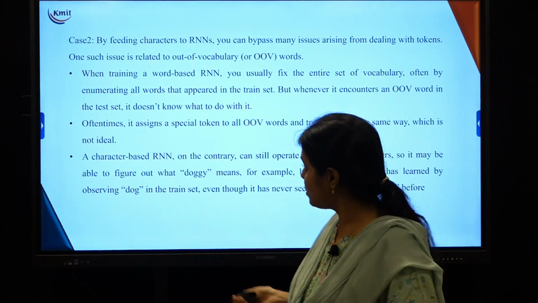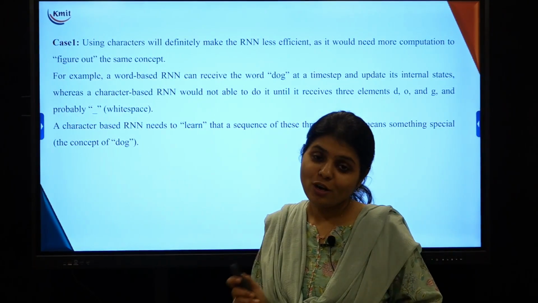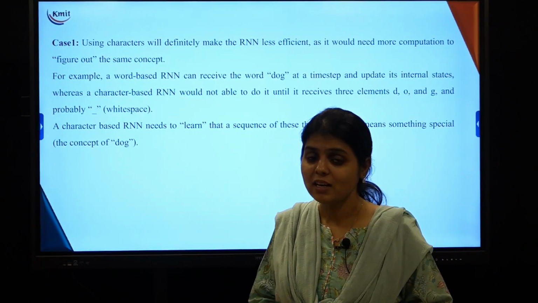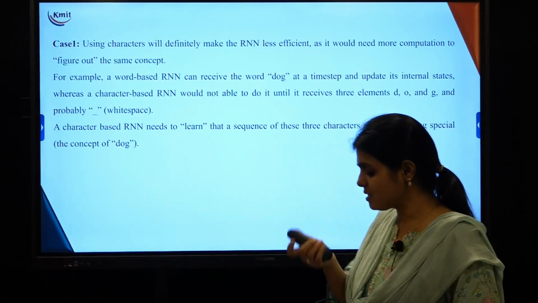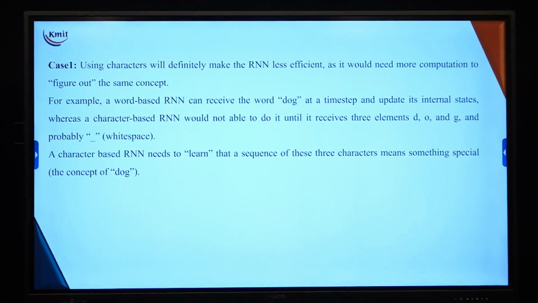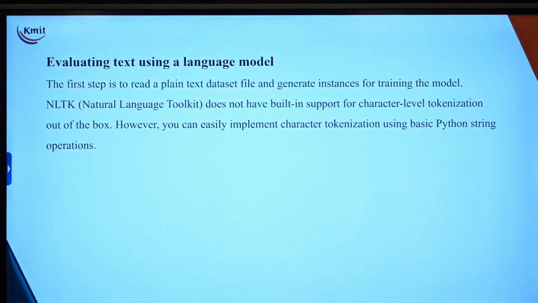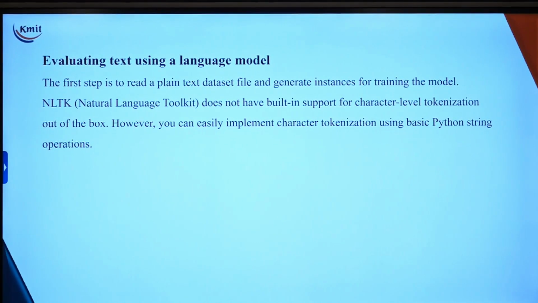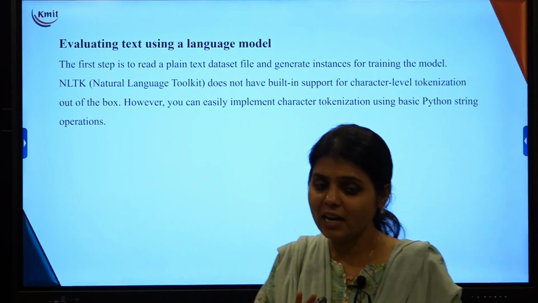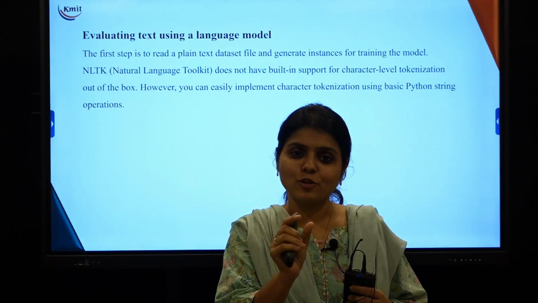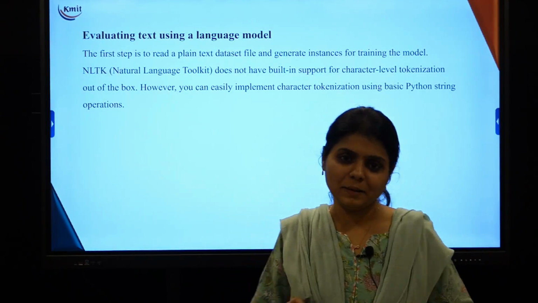So these are the two important points that you have to consider. One is the advantage, that out-of-vocabulary words also would be handled, and the second is the disadvantage, that is more computation, which makes the RNN less efficient. Now everything else is the same. The model generation is the same, except that when you are generating text from scratch using RNNs, we have to use a character-based RNN.